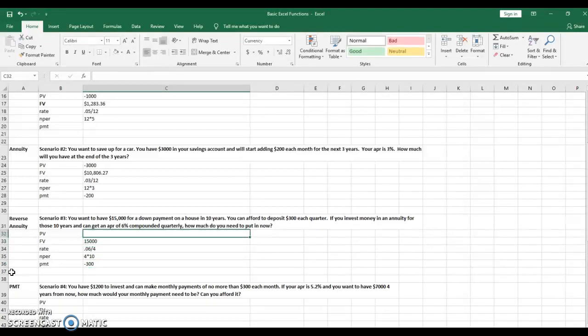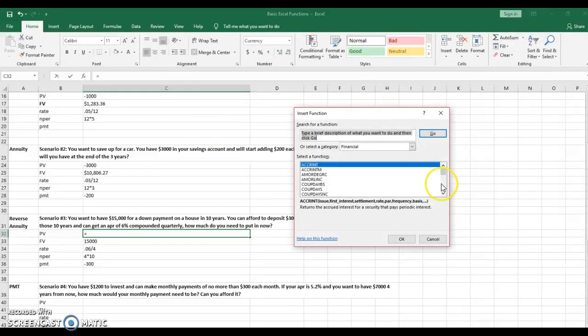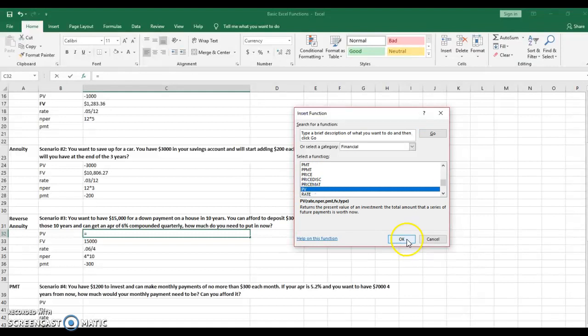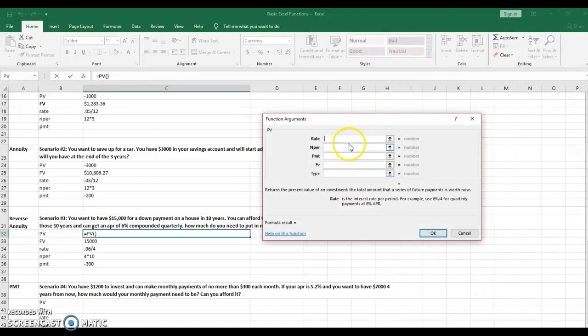Okay, so PV is the one I want to find. So I come back up here. This time I'm going to go find PV. Pick the formula that's named for what you want to find. Super simple. Okay, so come down here, find PV. Okay. All right, fill it in really quick.